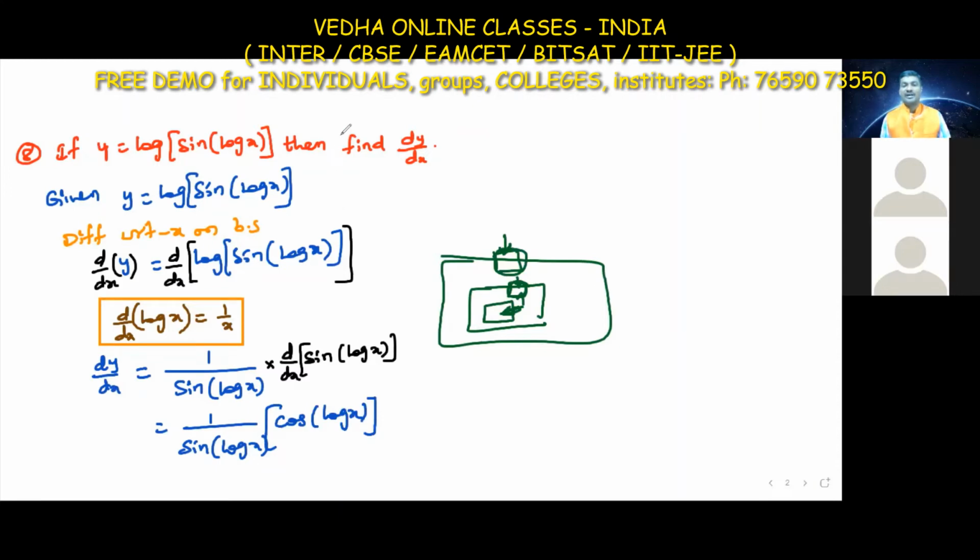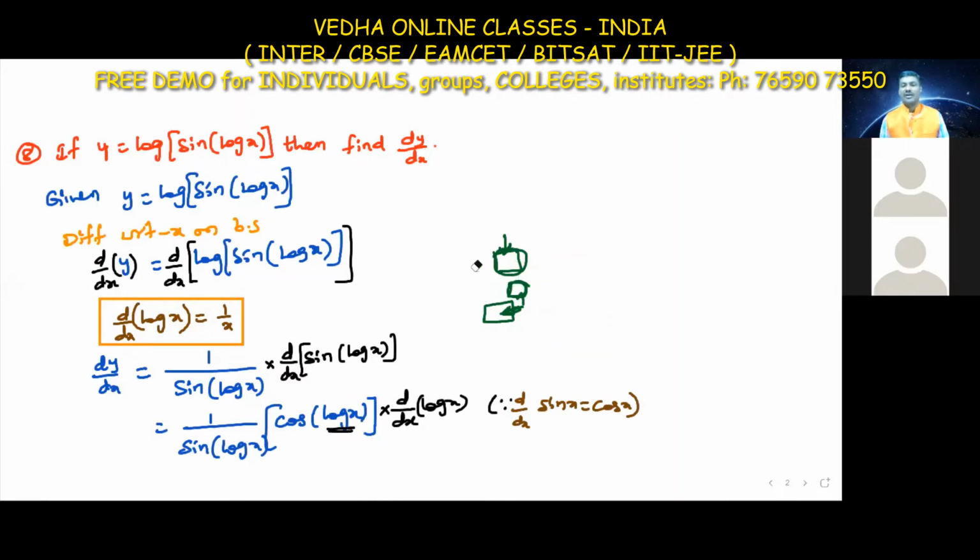Okay, once again observe here, in place of x we have log x. So what formula did we use here? Whatever formula you are using, write that formula. Make it a habit of writing the formula. d by dx of sin x is equal to cos x. We used this formula here. Okay, so now this is done.